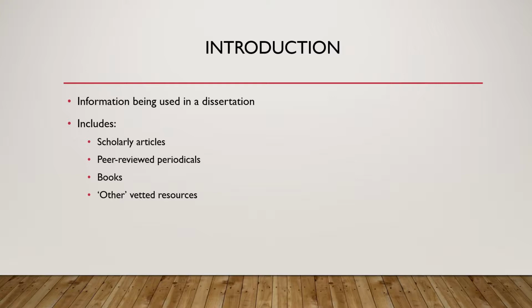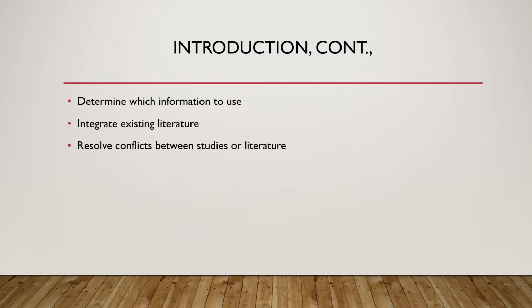A literature review, according to Baker, is a tool that provides a researcher context on the information that they are using for their dissertation. The information that is utilized for a dissertation includes, but is not limited to, scholarly articles, peer-reviewed periodicals, books, conference reports, and other vetted resources, which are relevant to the researcher's particular area of research. The researcher's aim in a literature review is to determine which information can be used to integrate existing literature with that of the researcher's study.